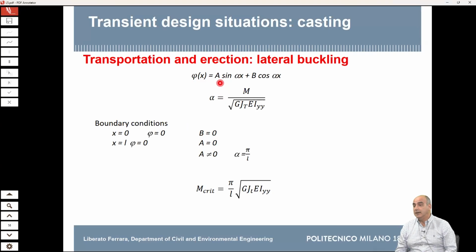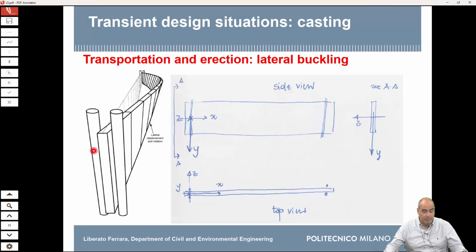Then this solution has two non-determinate quantities, A and B, that we have to calculate imposing the boundary conditions. What do we know? We know that at the support, x equal to 0, the rotation is 0, because you see here we put a support like this. It's a flexural support, but it restrains all the deformation, vertical, horizontal, and rotation. So here, in x equal to 0, the rotation is 0.